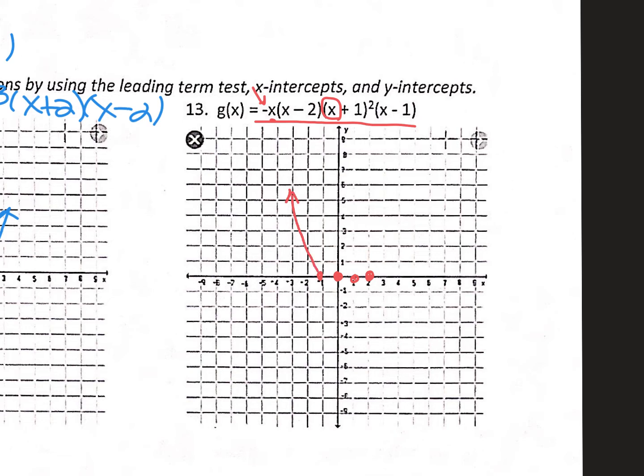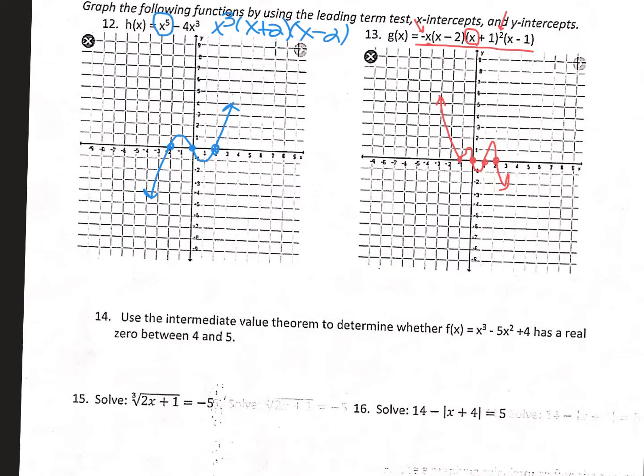Now, there's a square right here, which means it's going to bounce off that factor, bounce off the negative 1. So it's going to hit the negative 1, bounce back up, pass through, pass through, pass through. There it is. Let's keep going.